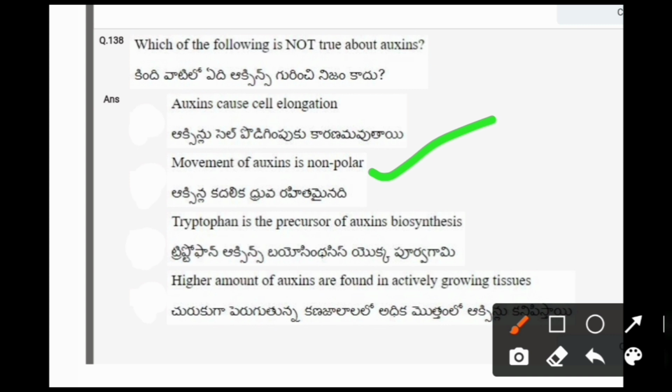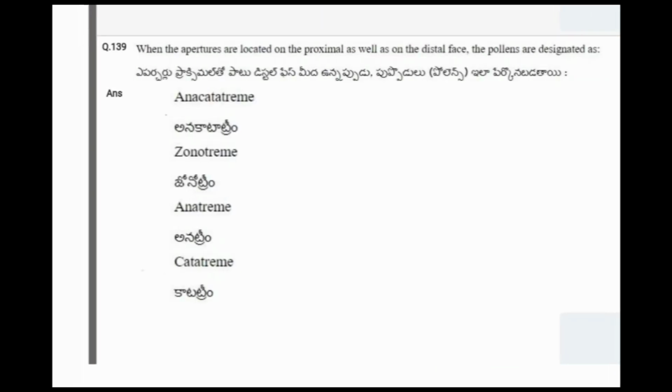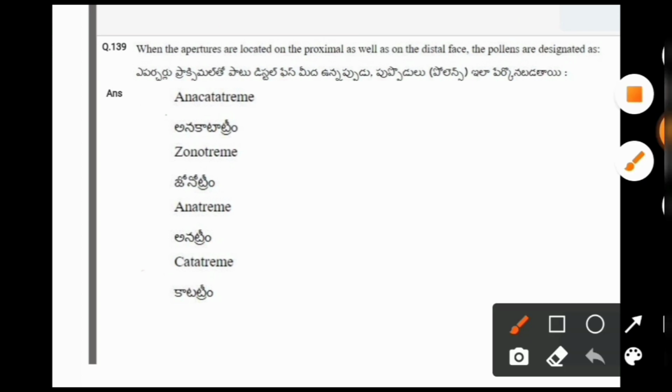Next, coming to the next question. When the apertures are located on the proximal as well as on the distal face, the pollens are designated as. The options are anacatatreme, zonotreme, anatreme, catatreme. So the correct option is the first one, that is anacatatreme.